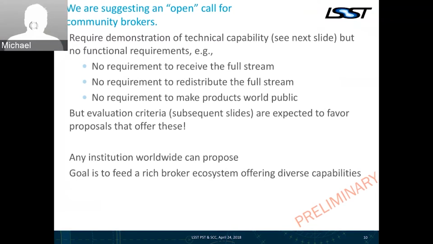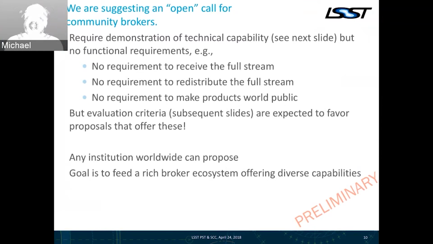Okay. And again, any institution worldwide can propose. So one does not need data rights to be successful here, and yet those who don't have data rights would still have access, as you said in the slide a few slides back, to the full LSST database to put their objects in context. Did I miss that?